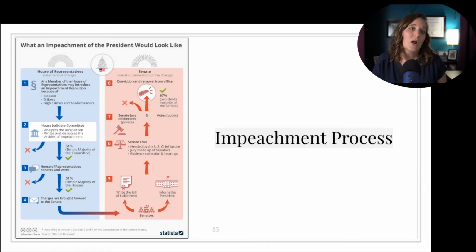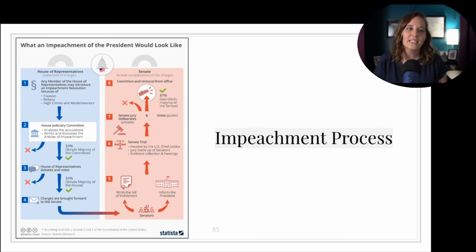The impeachment process has around 8 steps, and each of those steps takes time. This is not a short process. Any member of the House of Representatives can introduce an impeachment resolution. Once introduced, that resolution has to go to a committee in order to be investigated. Typically, it's the House Judiciary Committee.